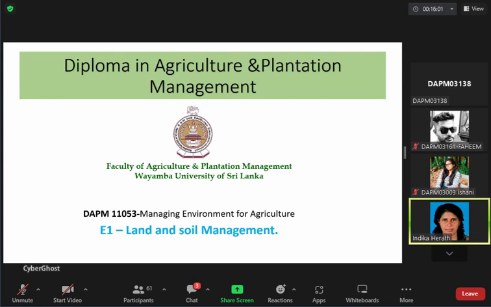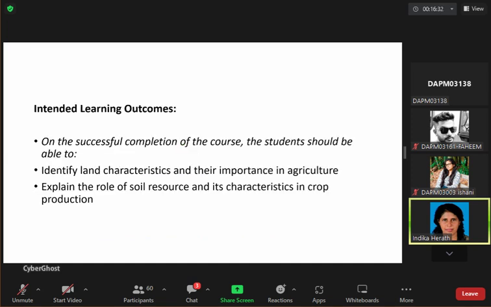That is mostly related to land-related properties and how they are to be managed for sustainable agriculture and all those things. When it comes to sustainability, we also need to consider the environment. That's why this course is designed as land and soil management under the environmental category, environment for agriculture. So we will start off.